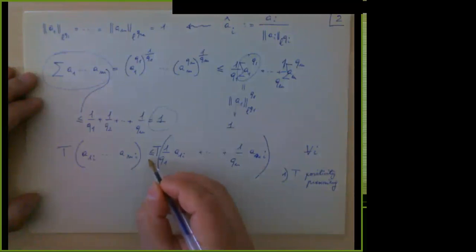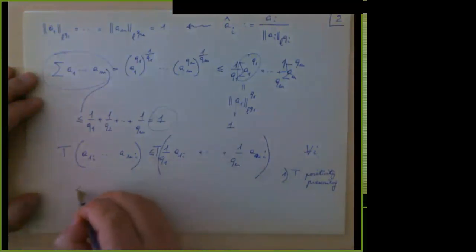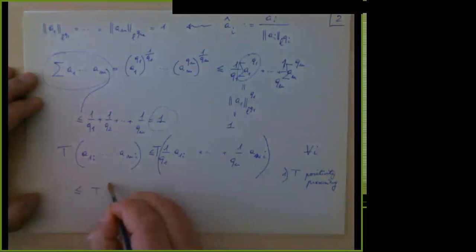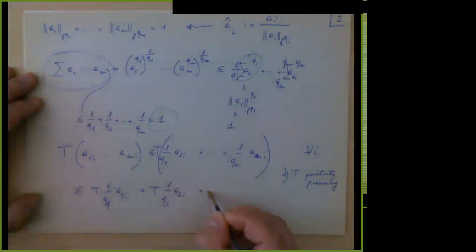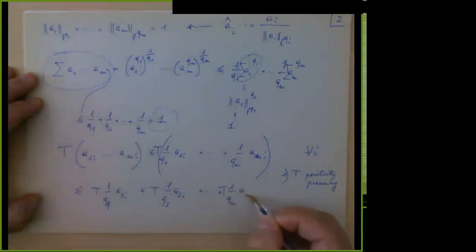I'm not going to discuss it. The other observation is that we could do slightly less in the following sense, that we could write that this is T applied to 1/q1 a_1i plus T applied to the other guy. So sorry, but I was kind of skipping a step, which is important, so I repeat it. So T of 1/qm a_mi.